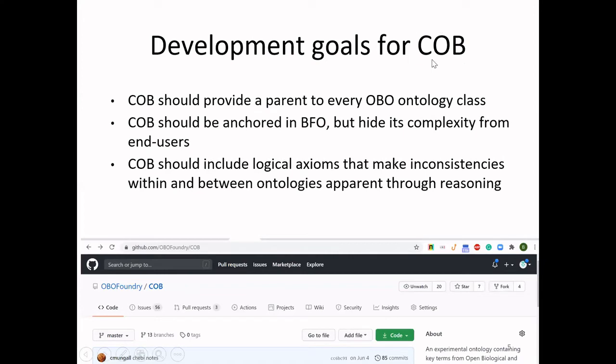So the idea was that we create a new ontology, the Core Ontology of Biology and Biomedicine, COB, that would be addressing this. The scope here of COB would be that it provides a parent class to every OBO ontology class, so that the upper level is completely covered. COB should be anchored in BFO, but hide the complexity of BFO for end users. So the reason why people don't include BFO is they don't want to see things like continuant in their ontologies typically. And then COB should include logical axioms between these upper level classes that make inconsistency within and between ontologies apparent when you do something like Bill Baumgartner did through reasoning. And this is the GitHub site.